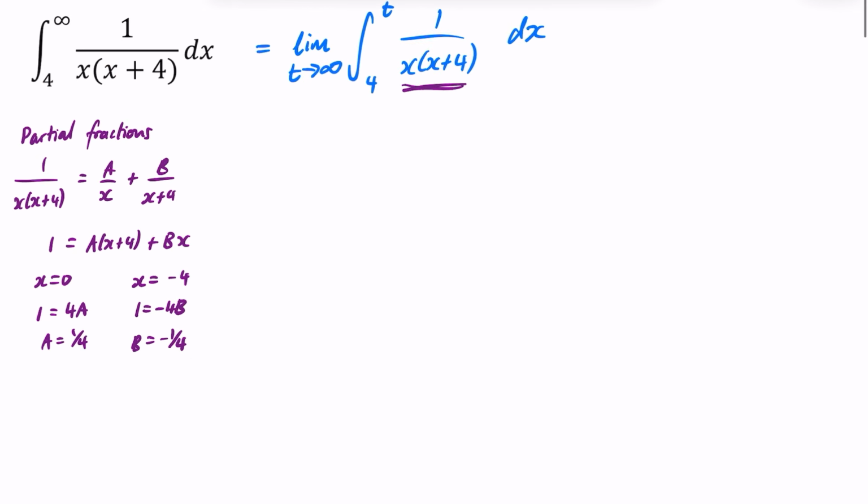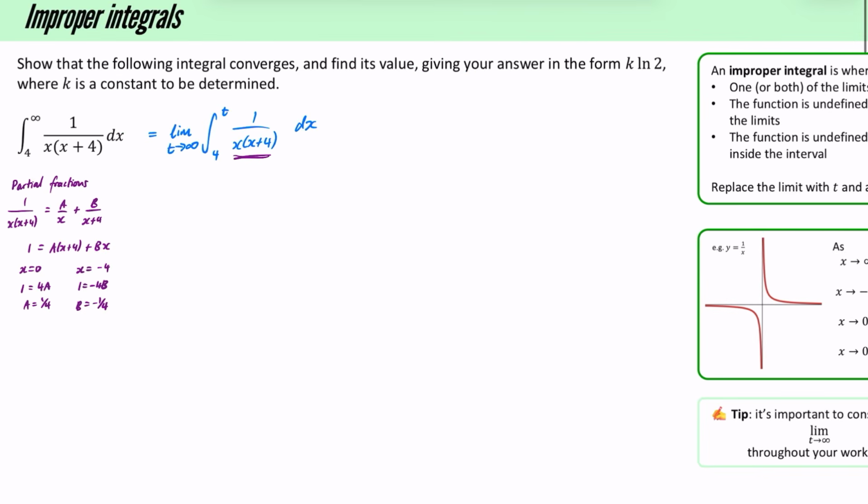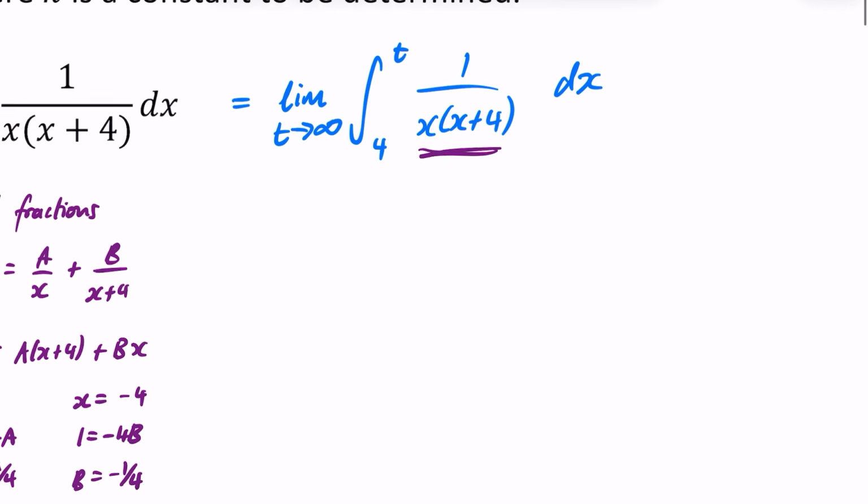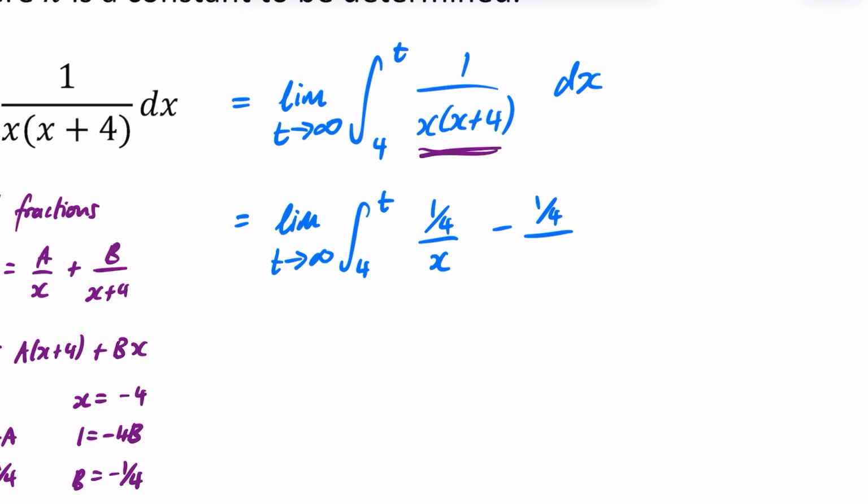So that means we can now actually rewrite this question as a partial fractions instead. So every time we're going to say this is the limit as t approaches infinity between 4 and t, we then have the a over x plus the b, which is negative a quarter, so it's going to be negative a quarter over x plus 4. Now, if you wanted to, you could rewrite this one so that it's 1 over 4x, and this one we could write as 1 over 4 brackets x plus 4.